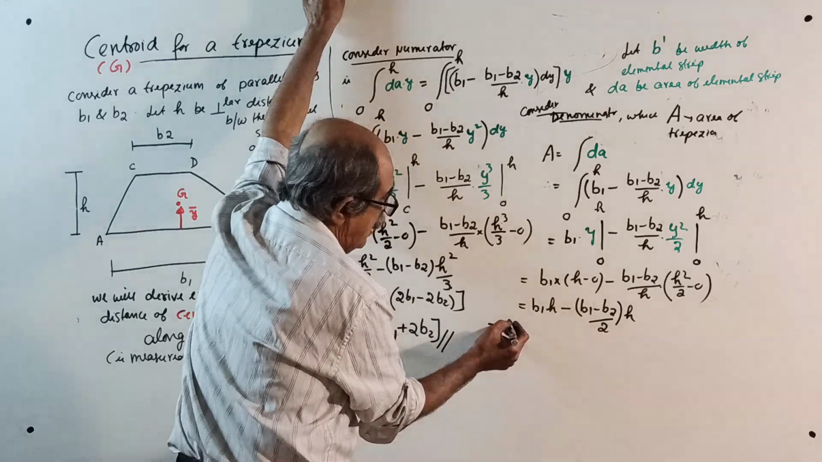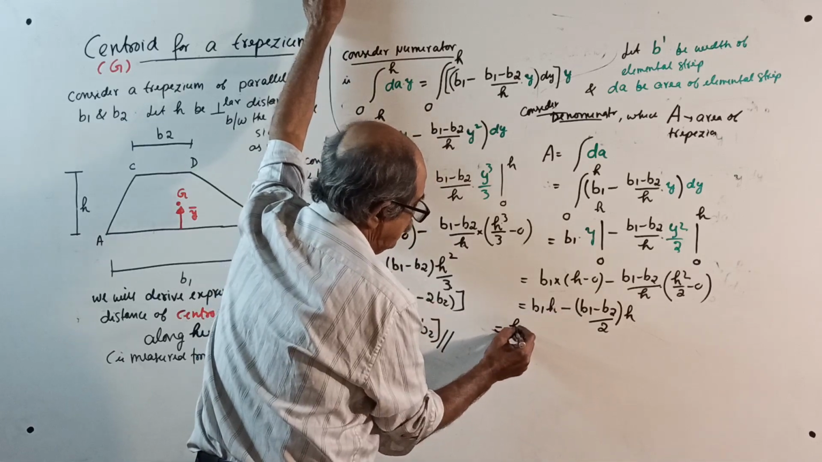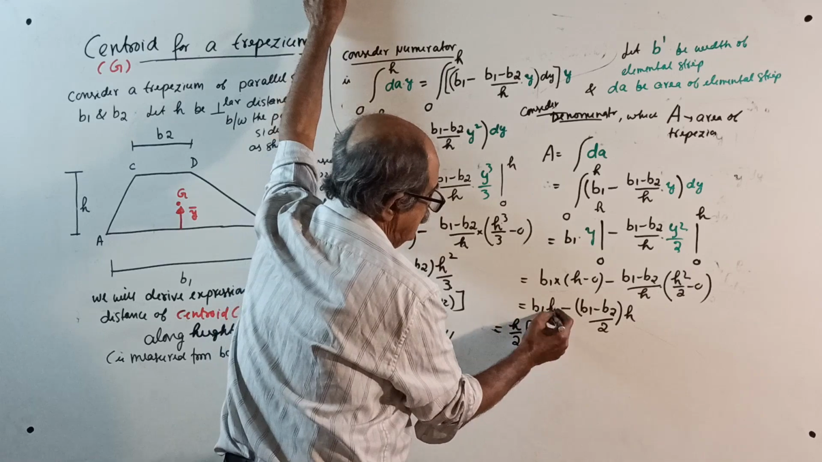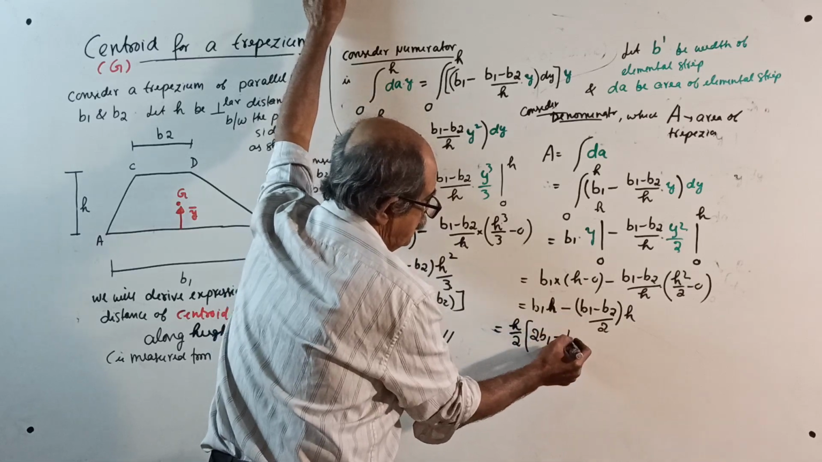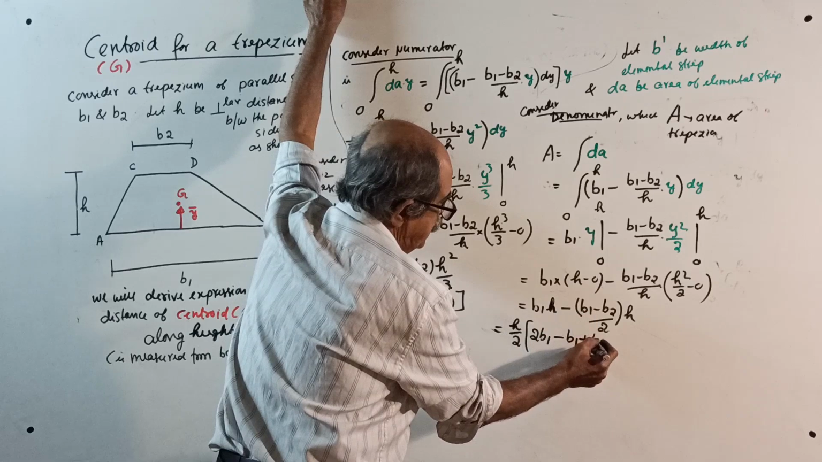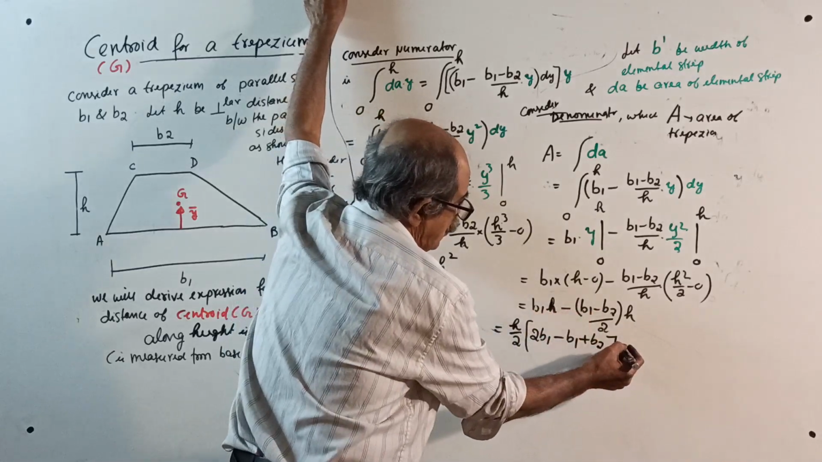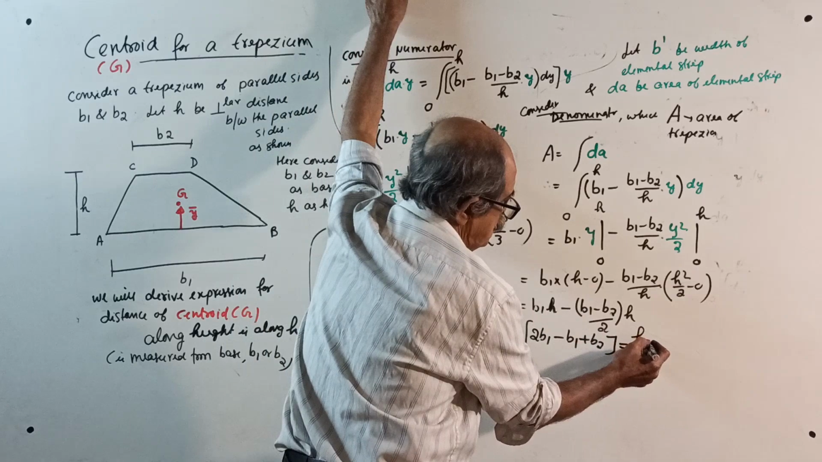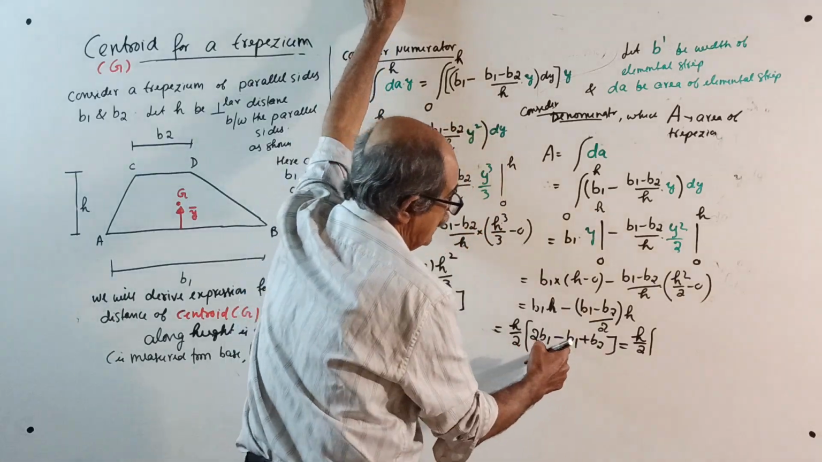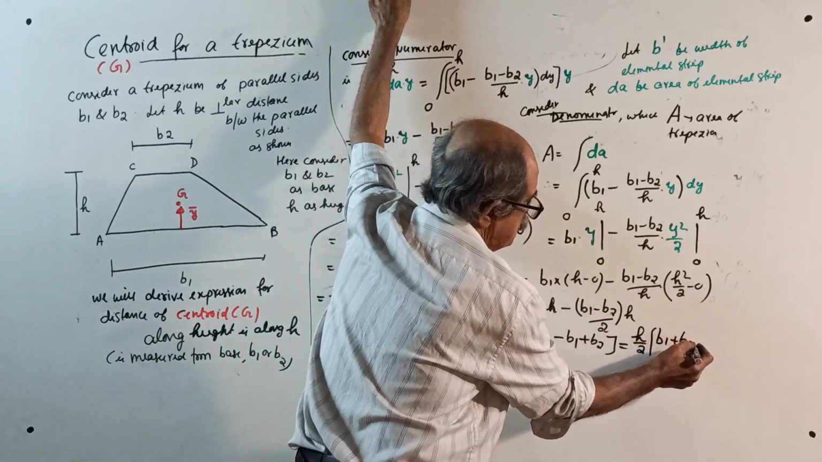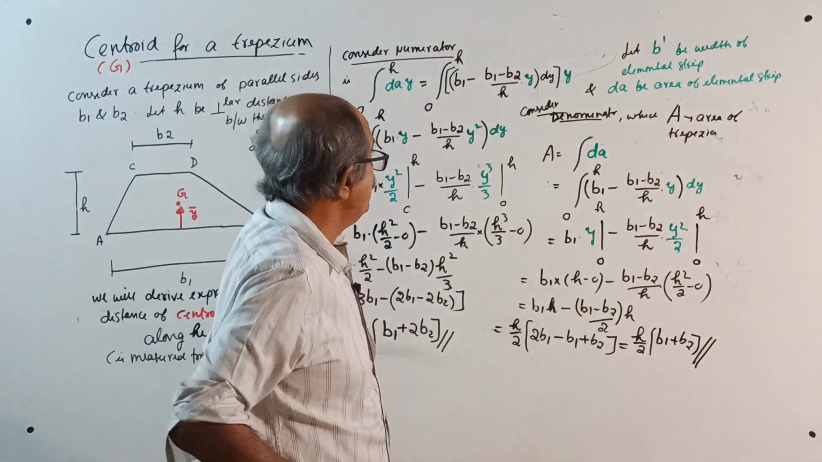Take h by 2 outside. If you take h by 2 outside, you get 2 times b1 minus b1 plus b2, which equals h by 2 into (2b1 minus b1 is b1) b1 plus b2. So the area is h by 2 into (b1 plus b2).